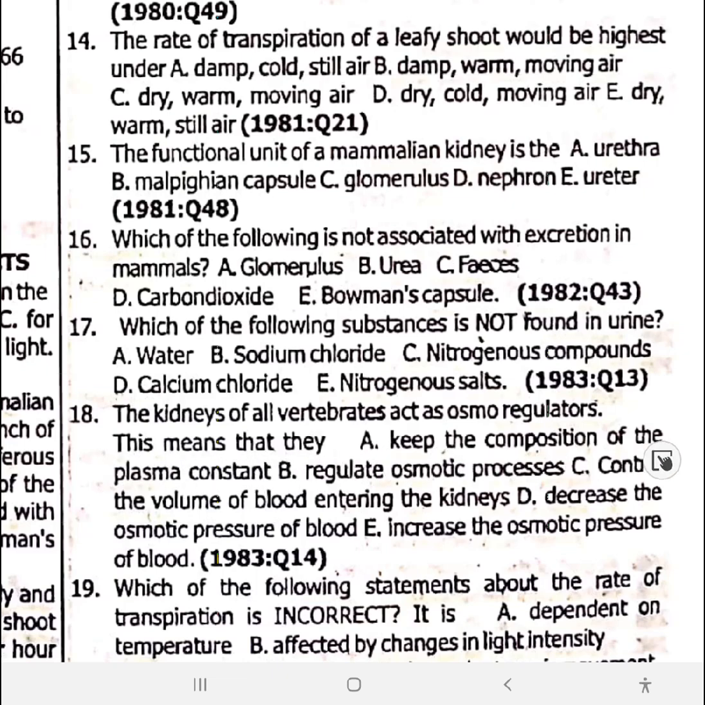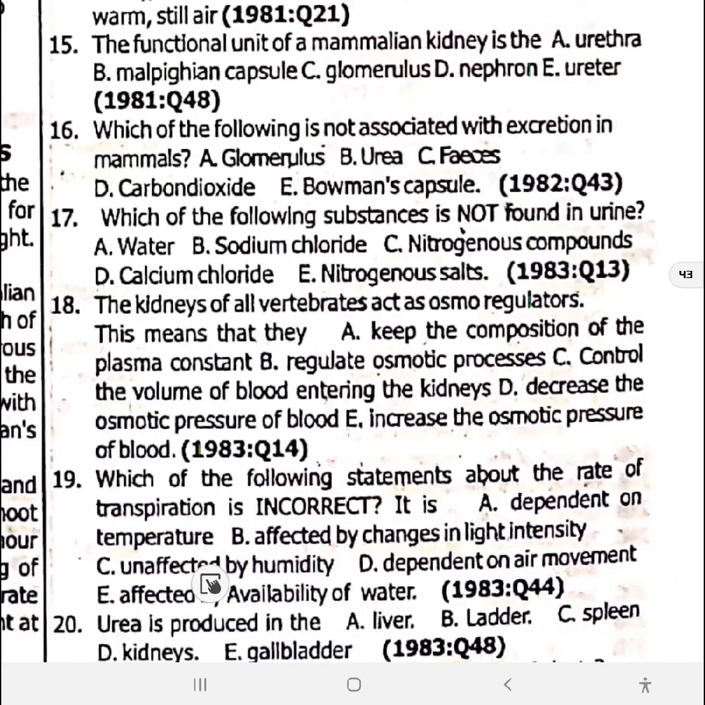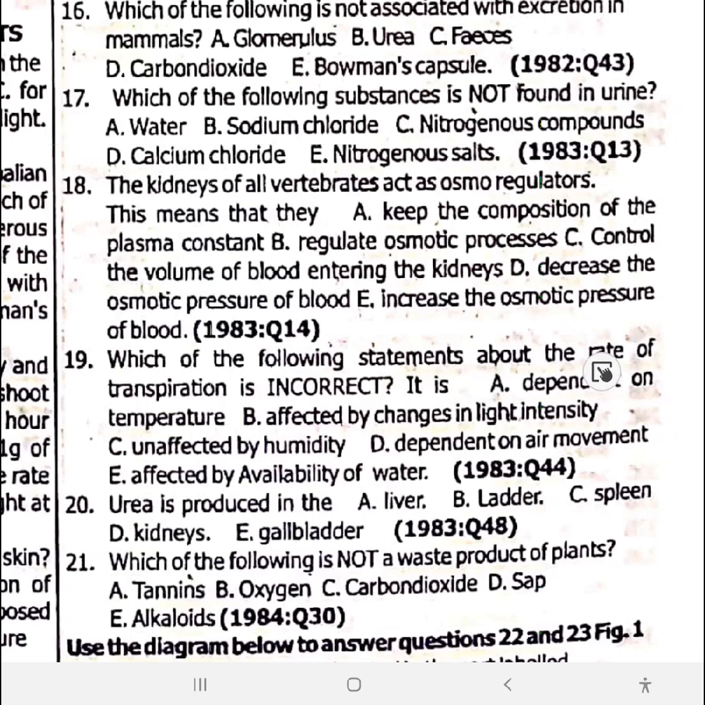This means that they keep the composition of the plasma constant. 19. Which of the following statements about the rate of transpiration is incorrect? Also write, please, guys: other organs involved in homeostasis include skin, liver, and endocrine organs of the brain. So 19 is option C, unaffected by humidity.